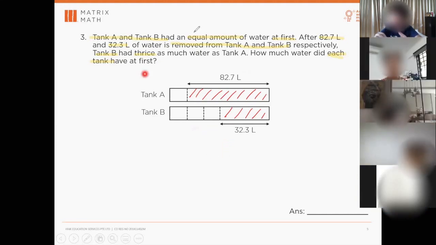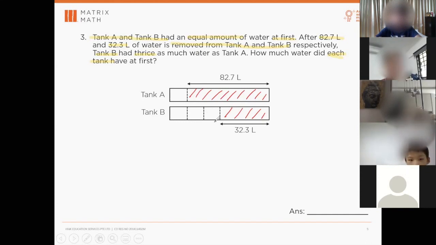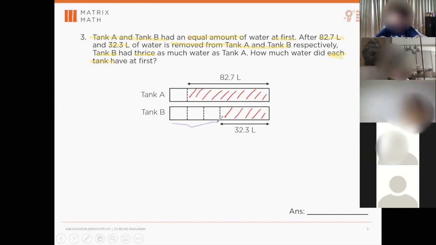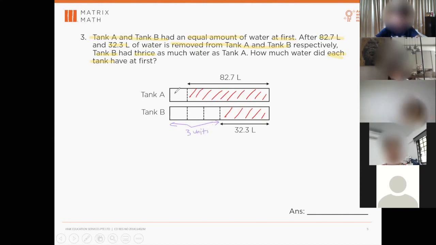So I was telling your friends just now that when you draw your model, if you are unable to cut this into 3 equal parts, it's okay. You don't have to cut into 3 equal parts. You can just simply write it here. You just write here 3 units, and then you label here 1 unit, also can. You can do this also if you cannot cut it into 3 equal parts.